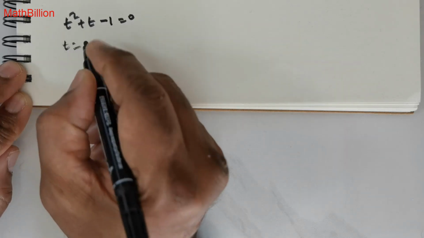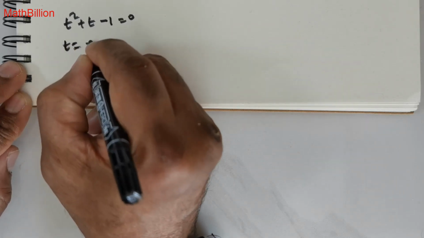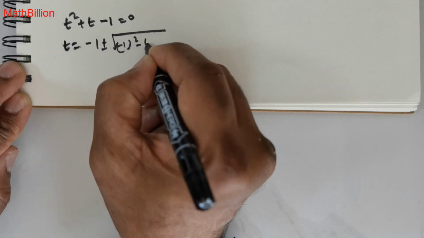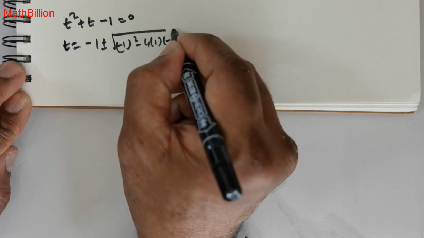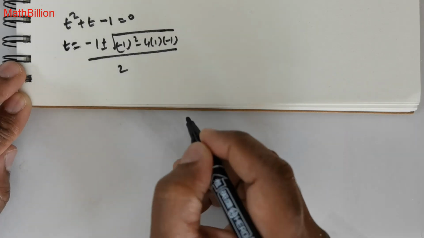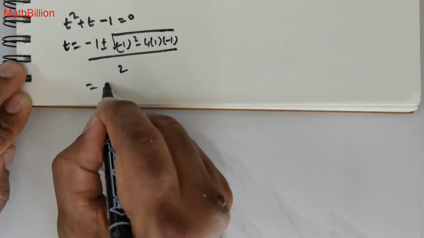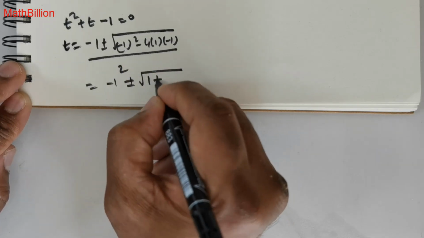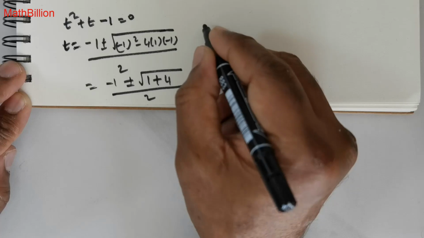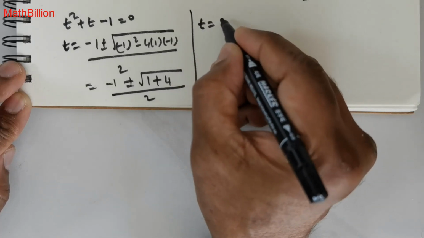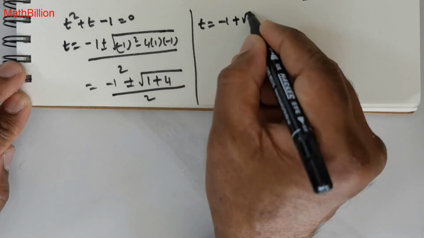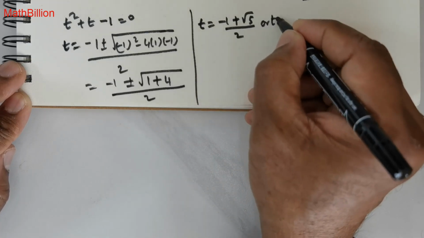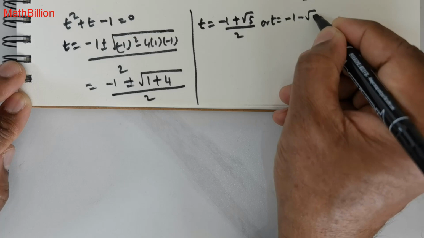So utilizing the quadratic formula, you get t is equal to negative 1 plus or minus root of (negative 1) squared minus 4 times 1 times negative 1, divided by 2. And this is going to be negative 1 plus or minus root of, negative 1 squared is 1, minus negative 4 is plus 4, divided by 2. So you will be having t is equal to negative 1 plus root 5 divided by 2, or t is equal to negative 1 minus root 5 divided by 2.